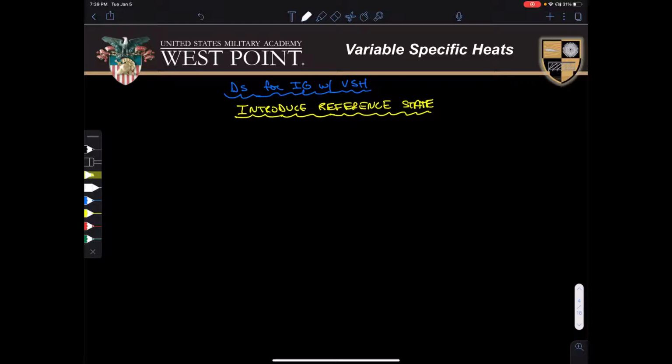So that reference state is our, as I mentioned, our s° at temperature T. So what does that look like written out? So our s° at temperature T, by definition, is equal to the integral from T ref, our reference temperature, to T, of specific heat at constant pressure times our differential dT divided by our temperature, and that is equation 6.35.